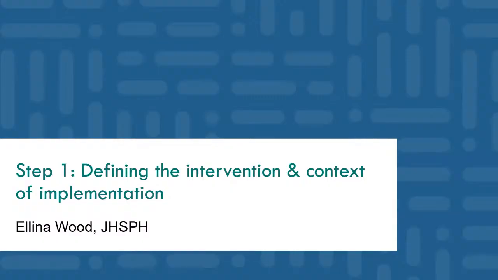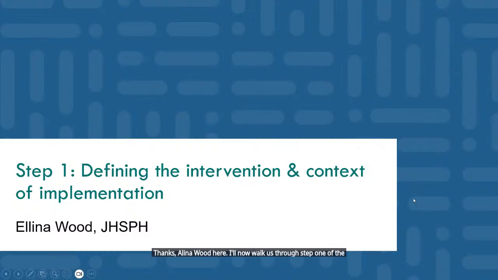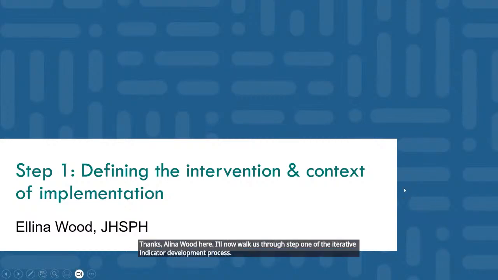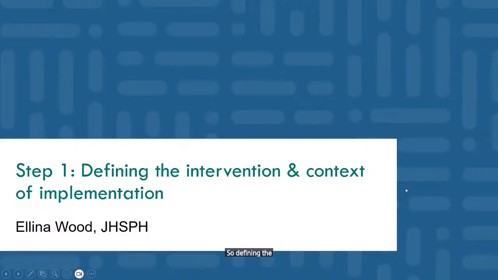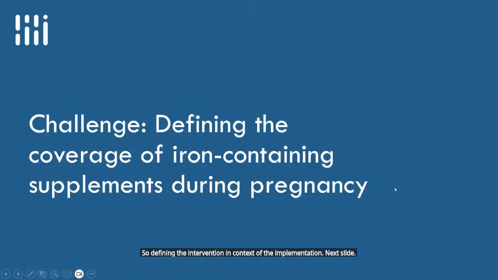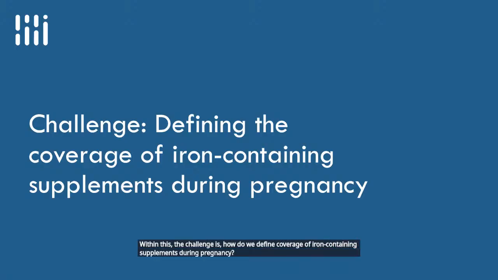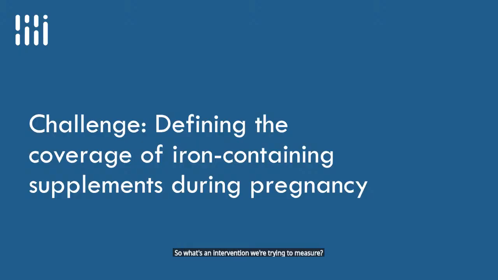Thanks, Alina Wood here. I'll now walk us through step 1 of the iterative indicator development process: defining the intervention context of the implementation. Next slide. Within this, the challenge is how do we define coverage of iron-containing supplements during pregnancy? So what's the intervention we're trying to measure? Next slide.